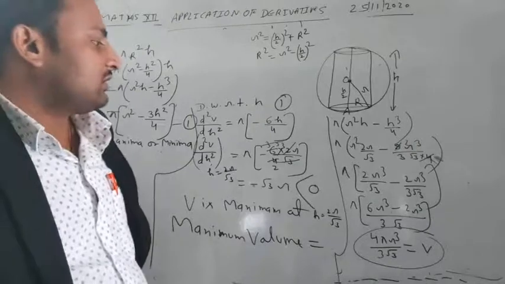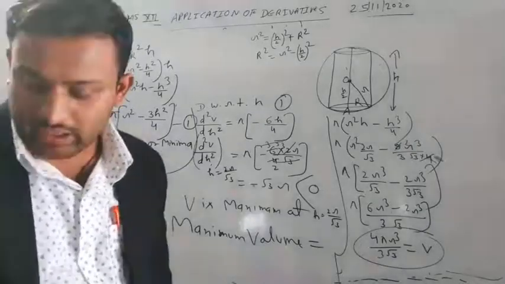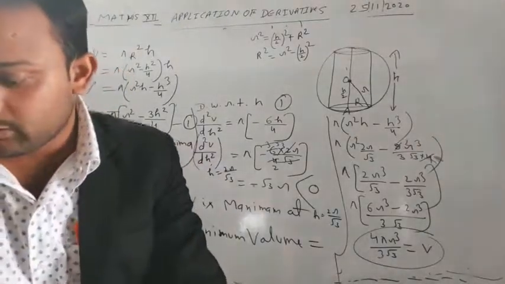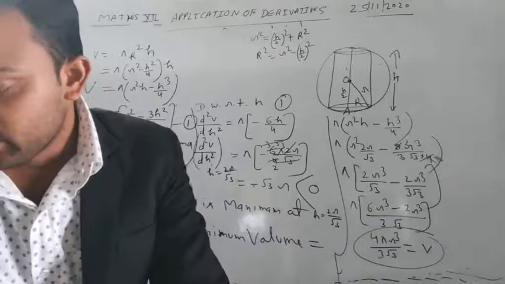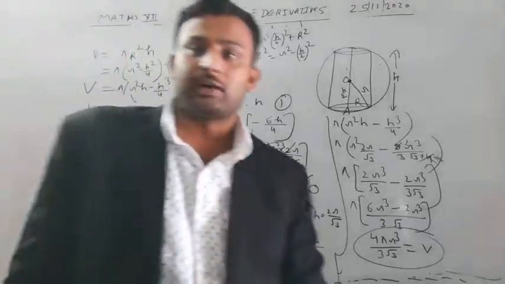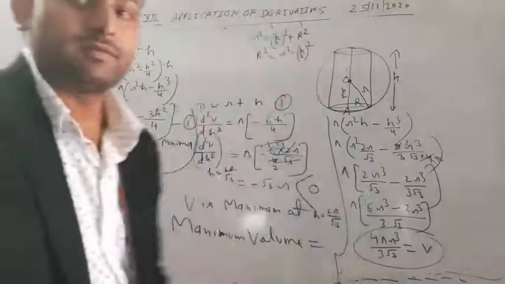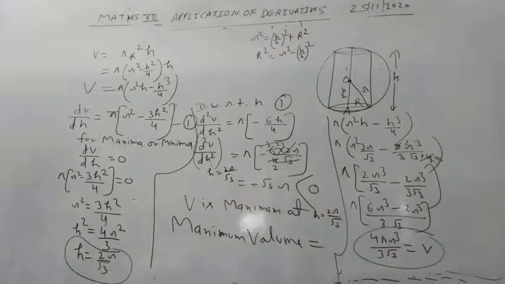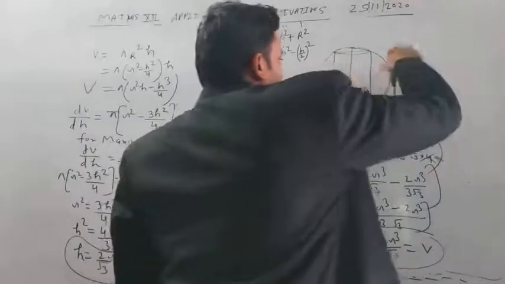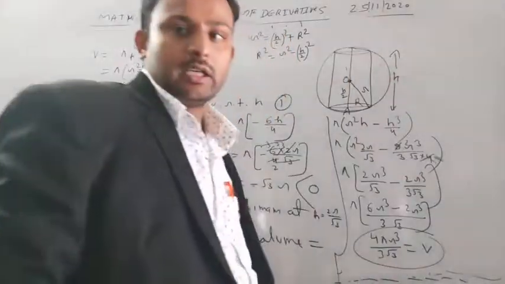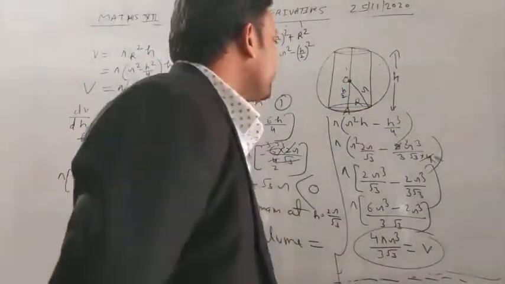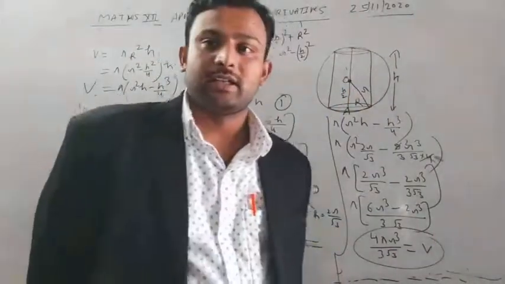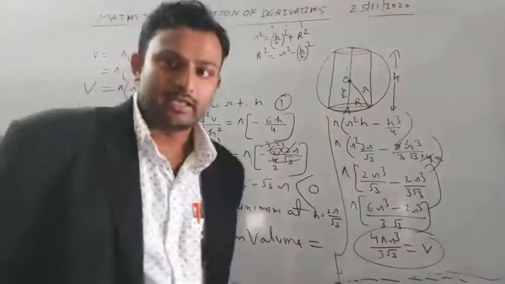Okay, so in the given question we have to find the largest volume of the cylinder inscribed in a sphere of radius r. So we have taken a sphere whose radius is small r, and inscribed a cylinder in it whose radius is capital R and height is capital H.